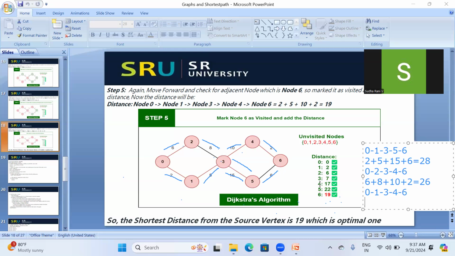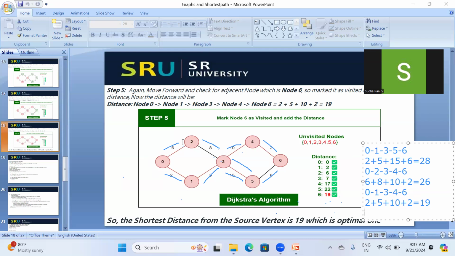Okay, so what are the values we are having? 0 to 1 is 2, plus 1 to 3 is 5, 3 to 4 is 10, and 4 to 6 is 2. So what is the value? 2, 7, 17, and 19. We got 19. This is one possibility that I checked.